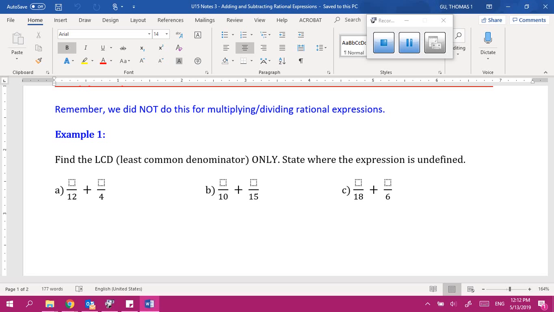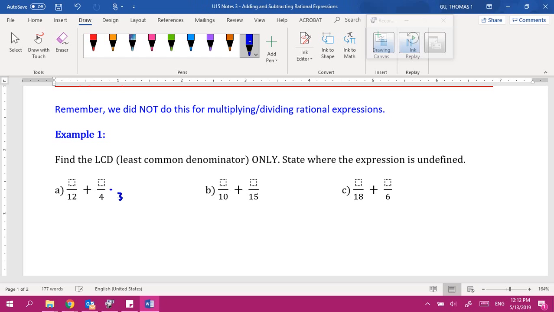Look at A. The denominators there are 12 and 4. What number? 4 times 3 gives you 12. And so our least common denominator on A would be 12. How would I get that? The fraction on the left is already 12, so we don't need to change that one. On the right, the 4, what do you have to do?